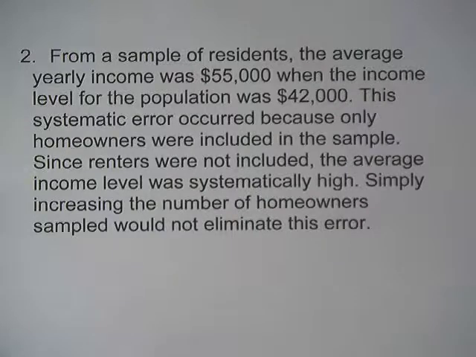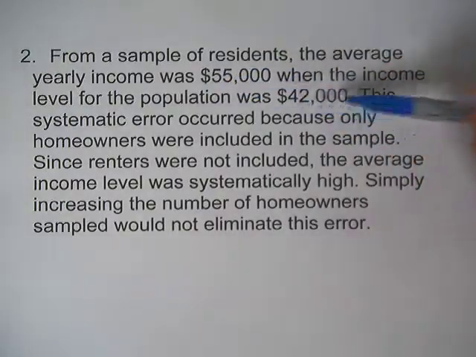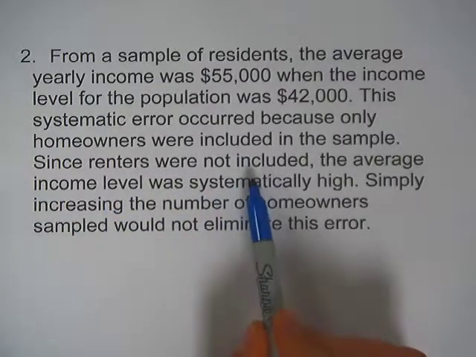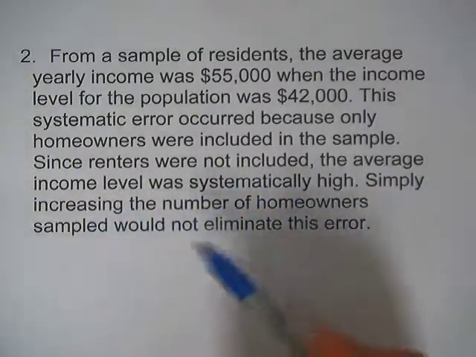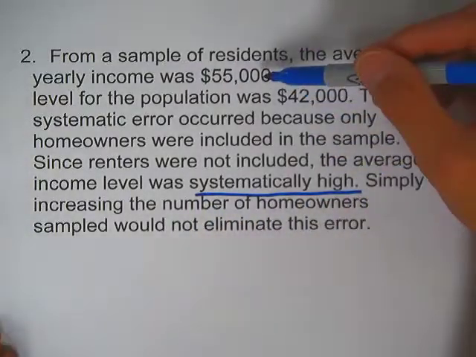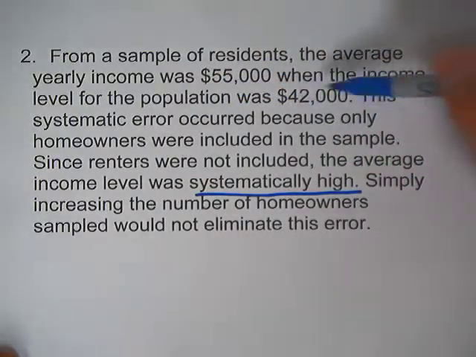So from a sample of residents, the average yearly income was $55,000 when the income level from the population was $42,000. Okay, so we can see a pretty big difference between the average for the sample and the average for the population. This systematic error occurred only because homeowners were included in the sample. Since renters were not included, the average income was systematically high. So because we didn't include any of the lower income people in the study, this number was quite a bit larger than the population number.